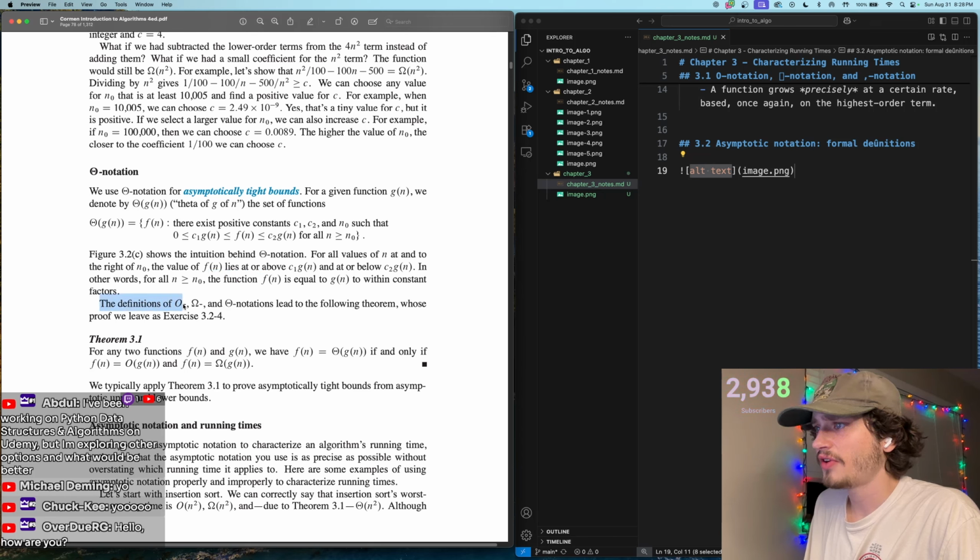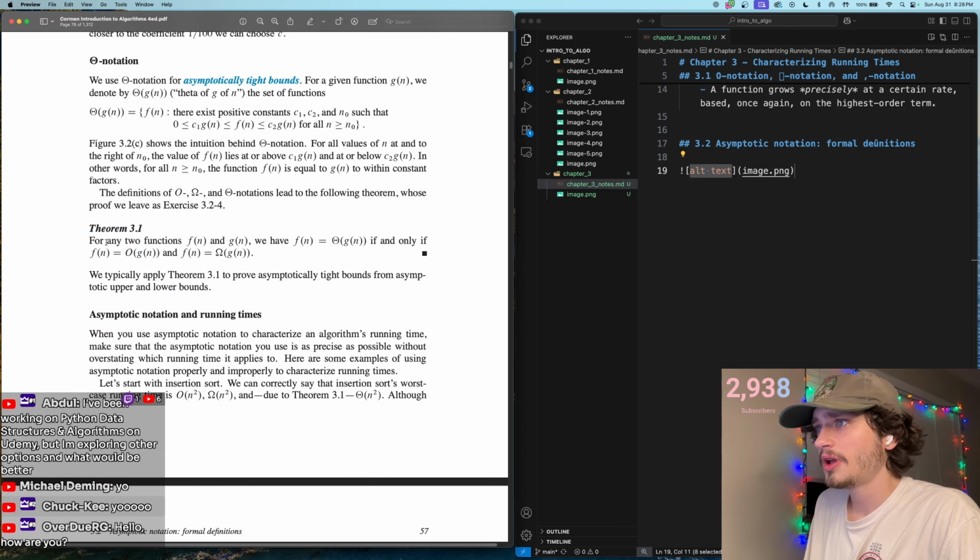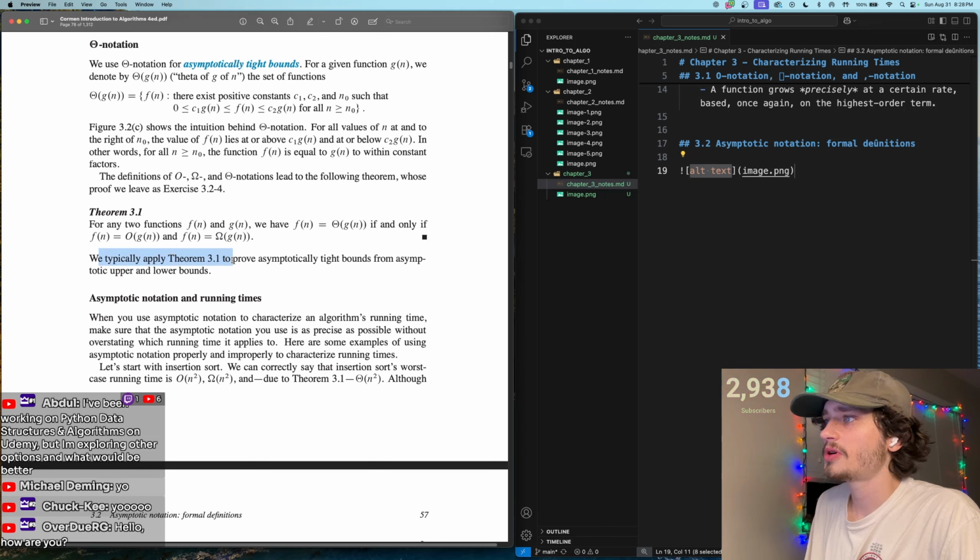The definitions of omega and theta notations lead to the following theorem, whose proof we will leave as exercise 3.2.4. Theorem 3.1. For any two functions f of n and g of n, we have f of n is equal to theta of g of n if and only if f of n is O of g of n and f of n is omega of g of n. We typically apply theorem 3.1 to prove asymptotically tight bounds from asymptotically upper and lower bounds.